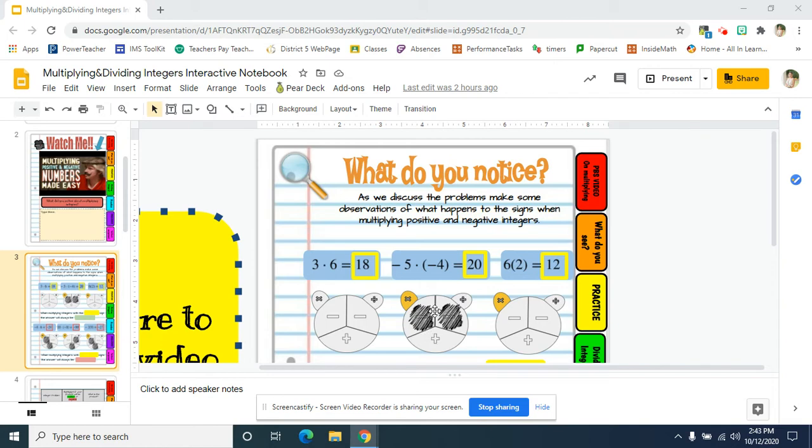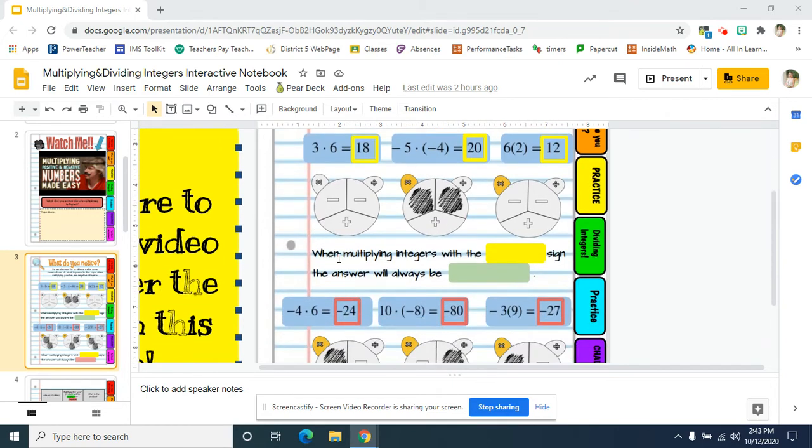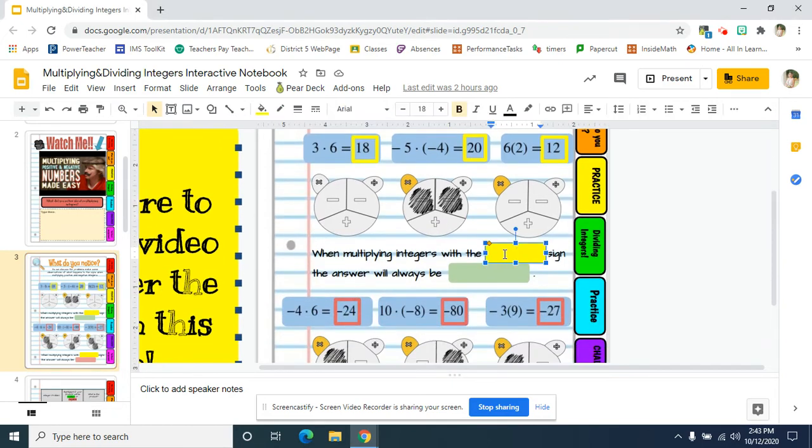When you multiply two negatives, and that's why it's shaded in, you get a positive. Okay, and we've already known if you multiply two positive numbers together, you're going to get a positive. Okay, so down here, when multiplying integers with the same sign, the answer will always be positive.